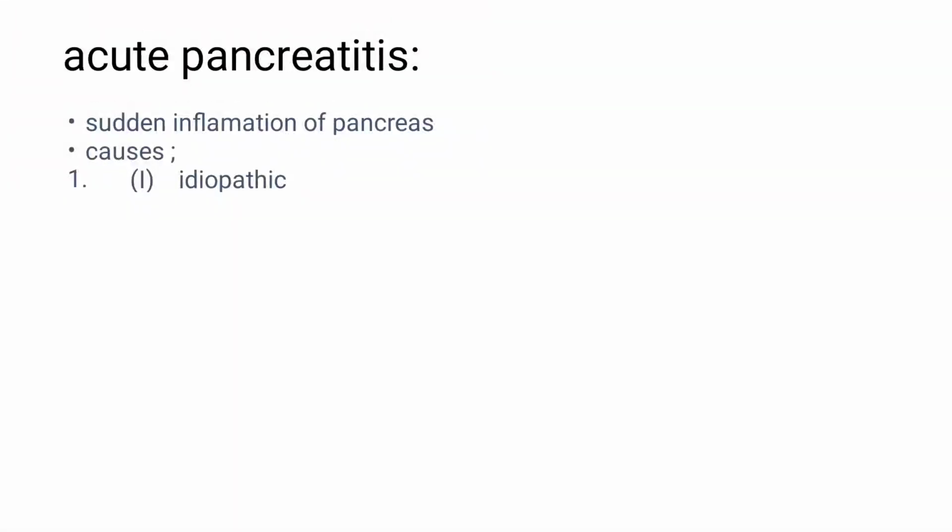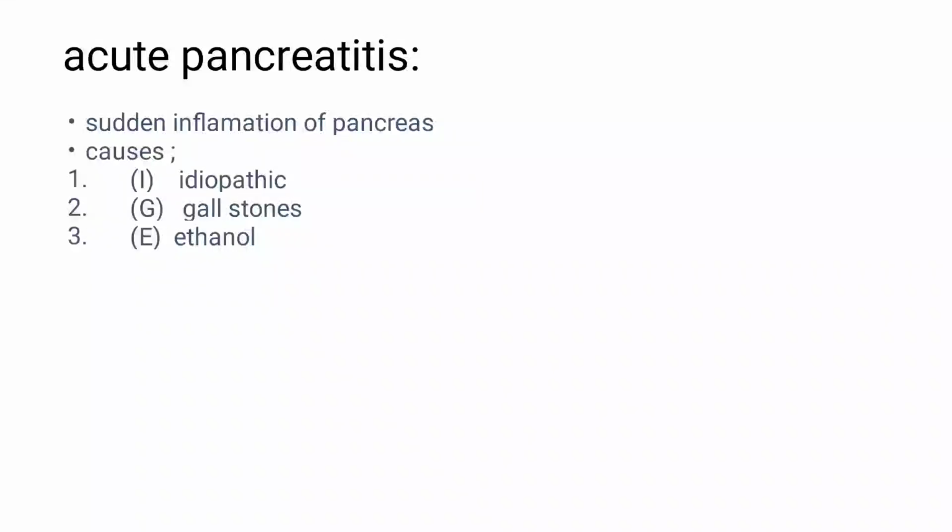Now come to the main topic, that is pancreatitis, which is the inflammation of the pancreas. It can be acute, it can be chronic. I will be discussing acute pancreatitis here. It's a sudden inflammation of the pancreas, and the causes include idiopathic, that is, we don't know the actual cause, and gallstone. Now remember, gallstone is the main cause of acute pancreatitis.